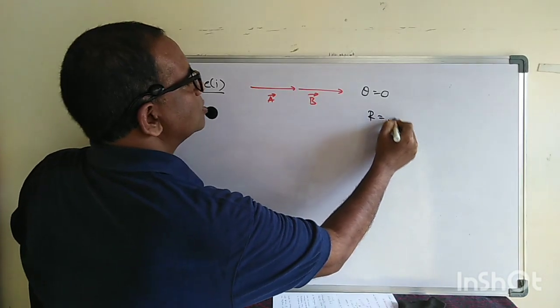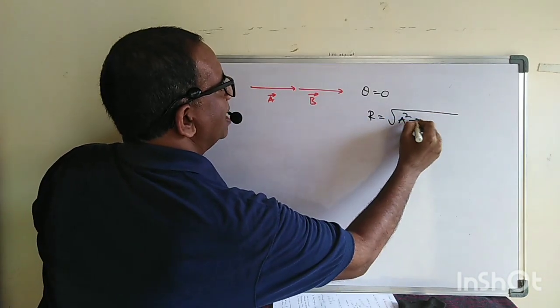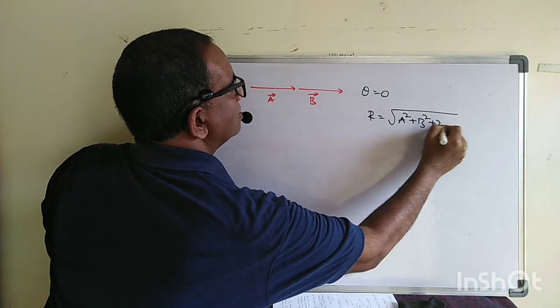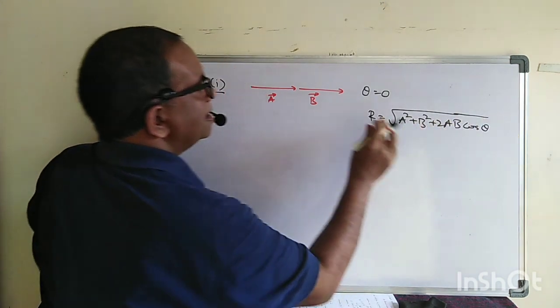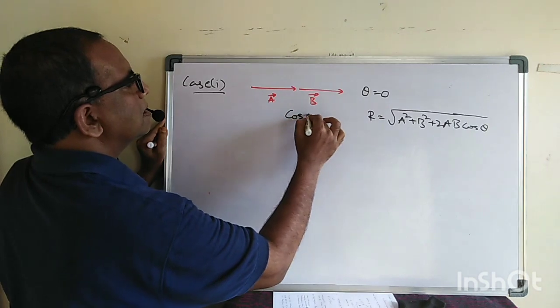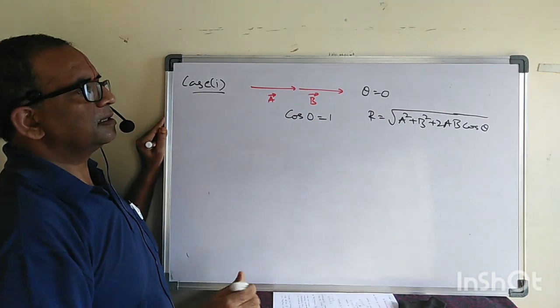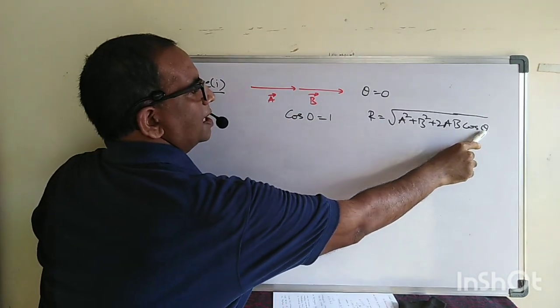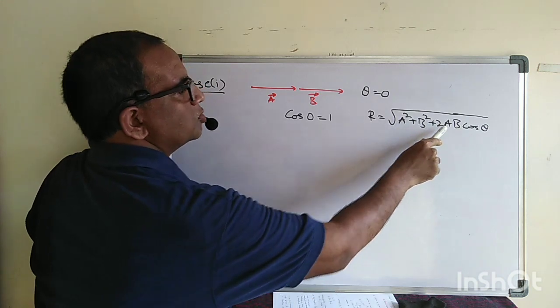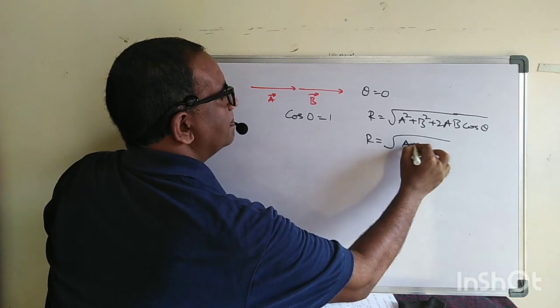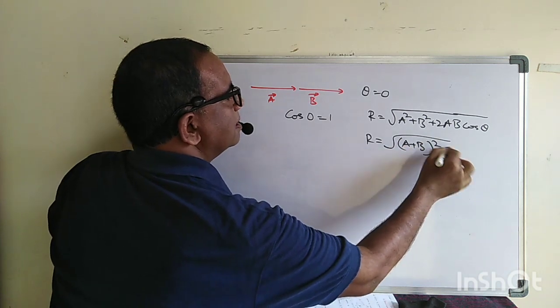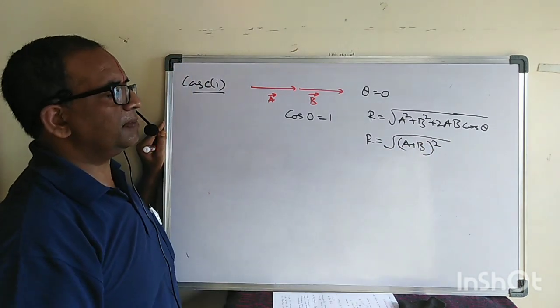R is equal to root over a square plus b square plus 2ab cos theta. Here, what is cos 0? Cos 0 is equal to 1. If cos 0 is equal to 1, then we get a square plus b square plus 2ab. Therefore, that can be written as root over (a plus b) whole square, because a square plus b square plus 2ab is (a plus b) square.